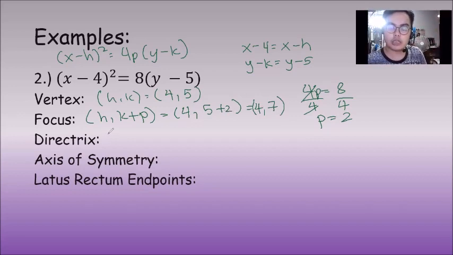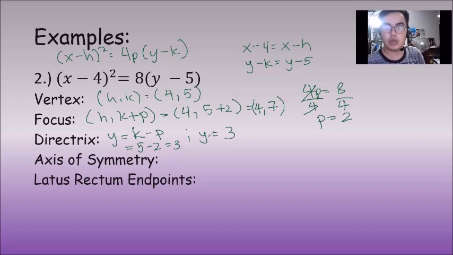In order to get the directrix, y equals k minus p. So what we are going to do is subtract the value of p from the value of k. So 5 minus 2 is equal to 3. So therefore, our y is equal to 3. That is the directrix of the parabola. Since our p is positive, this parabola opens upwards. In order to get the axis of symmetry, we can get the value of x here. This must lie on the vertex and the focus. So that's how we get the axis of symmetry.